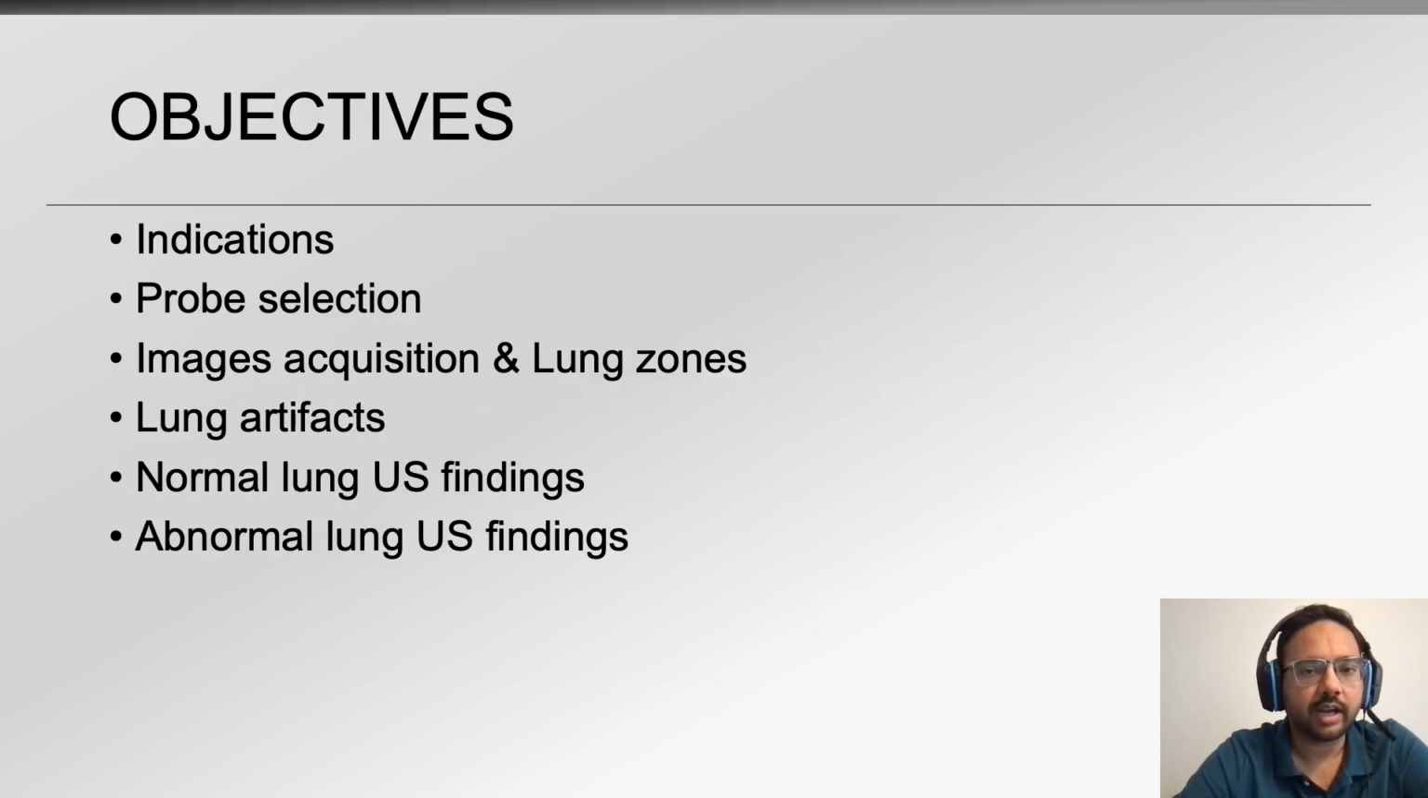These are our objectives that we will try to get through in today's presentation. We will talk about why you should do lung ultrasound, what is the right kind of probe to use, how you acquire images, what is the concept of different lung zones, what are lung artifacts, and then finally we will go through some normal lung ultrasound findings and some abnormal ones.